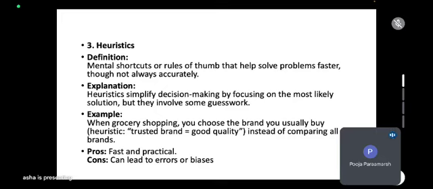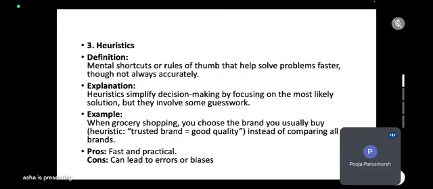Okay, so its pro is it's fast and practical, and its con is it can lead to error or bias. Like we have seen an advertisement of a particular cream, but when we use it, it may not suit us. It might have chemicals. We don't know, because everybody uses different products. We don't know what suits whom. So everything, as I said, has pros and cons.